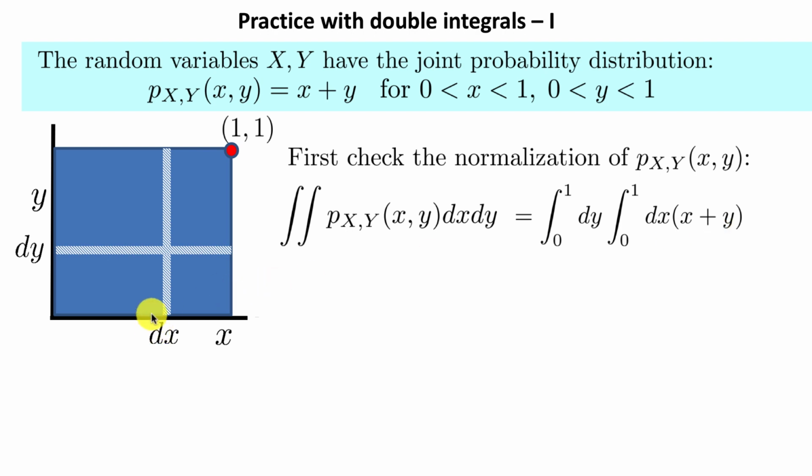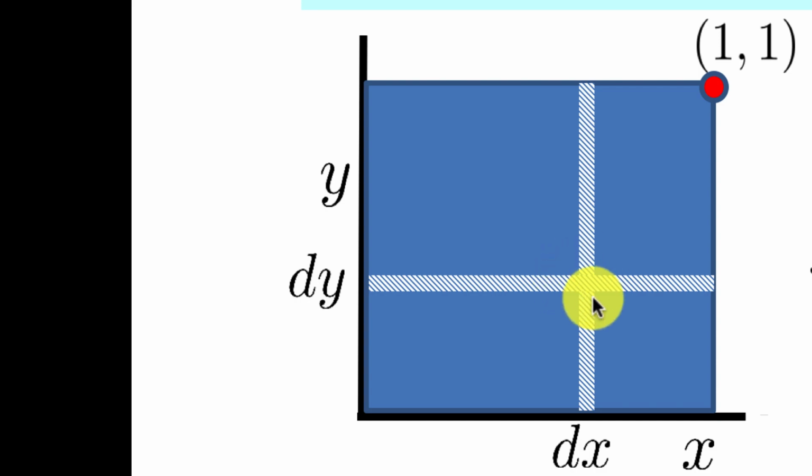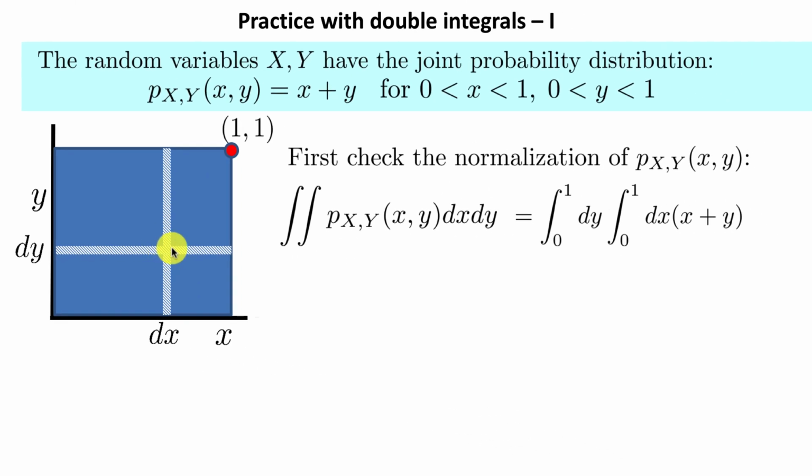In terms of pictures, dx is the thickness of this strip here, and dy is the thickness of this strip here. So this is at constant y, whereas this is at constant x. This square over here of thickness dx and dy is the little bit of area. And so basically what we're doing is adding up all the little areas over here, weighted by the probability distribution function x plus y. You could ask, could we have dx over here and dy over here? The answer is absolutely yes. There will be no difference in terms of the answer. But now let's proceed with the integration.